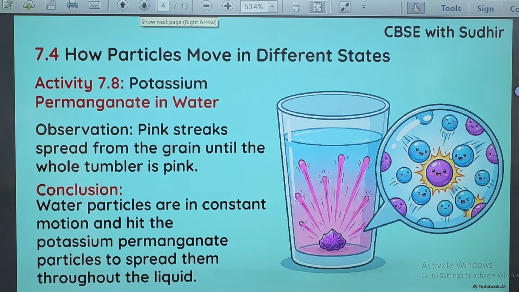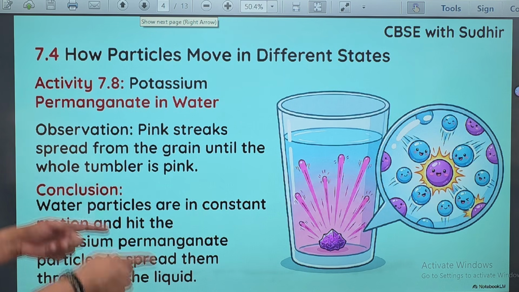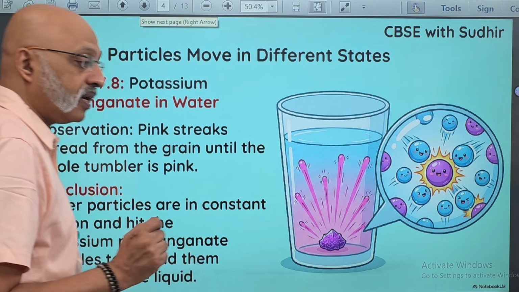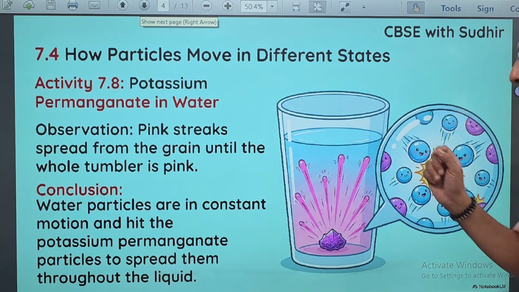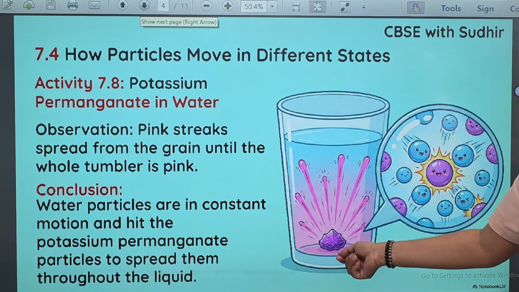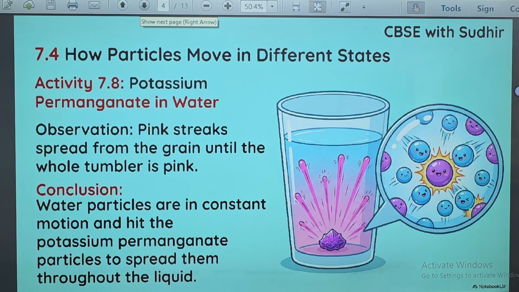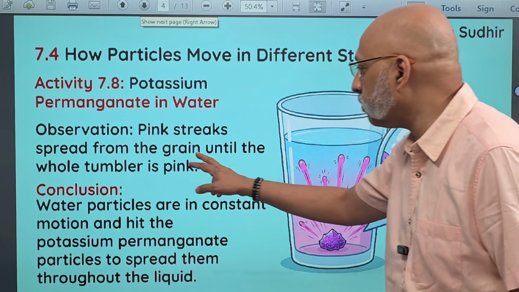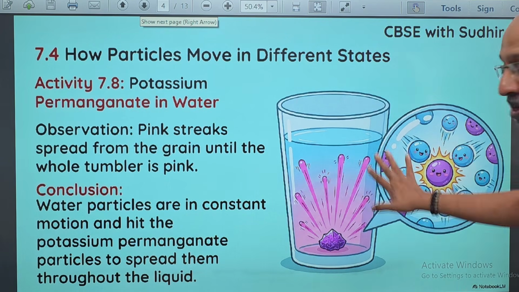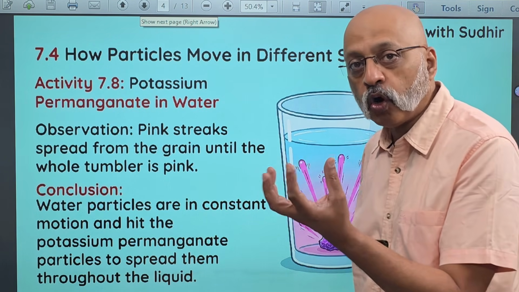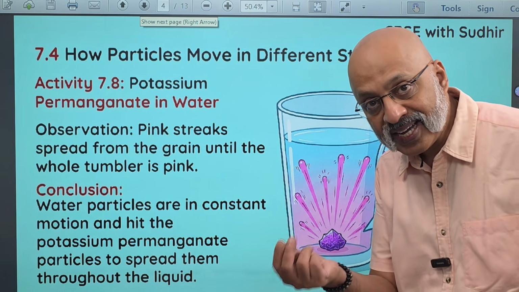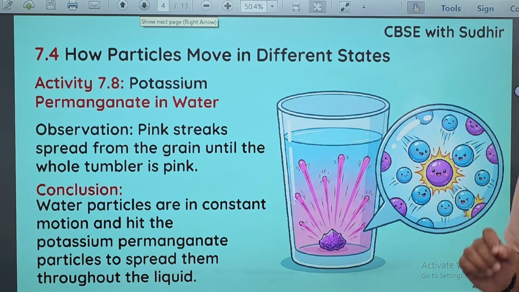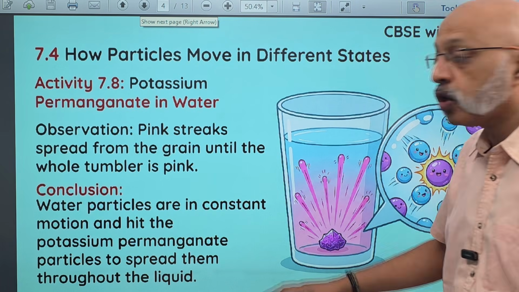Activity number 7.8, how particles move in different states. Now, if you add potassium permanganate, we have discussed this in class 6 and class 7 science chapters also. So if we put potassium permanganate in a glass of water, we see that the pink streaks spread from the grain until the whole tumbler becomes pink, right? We said that the entire water becomes pink in color because of the small potassium permanganate streak that we have put. The conclusion is that water particles are in constant motion.